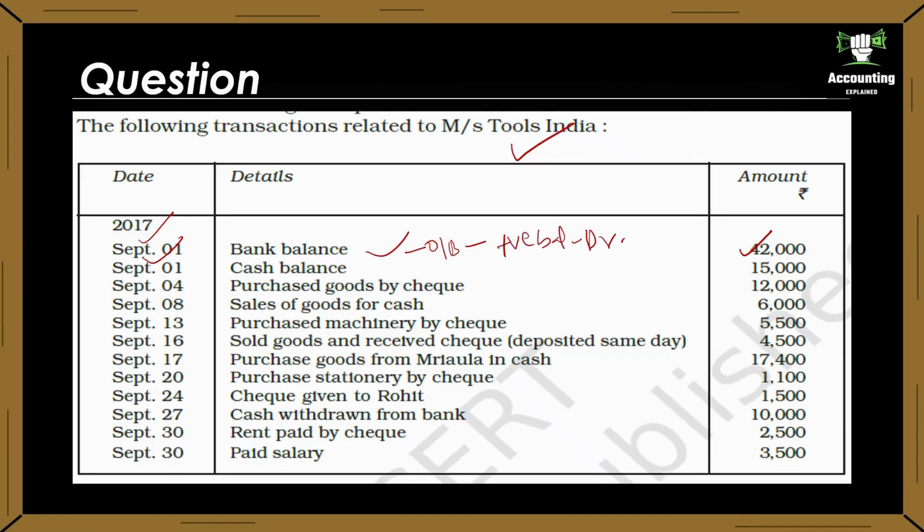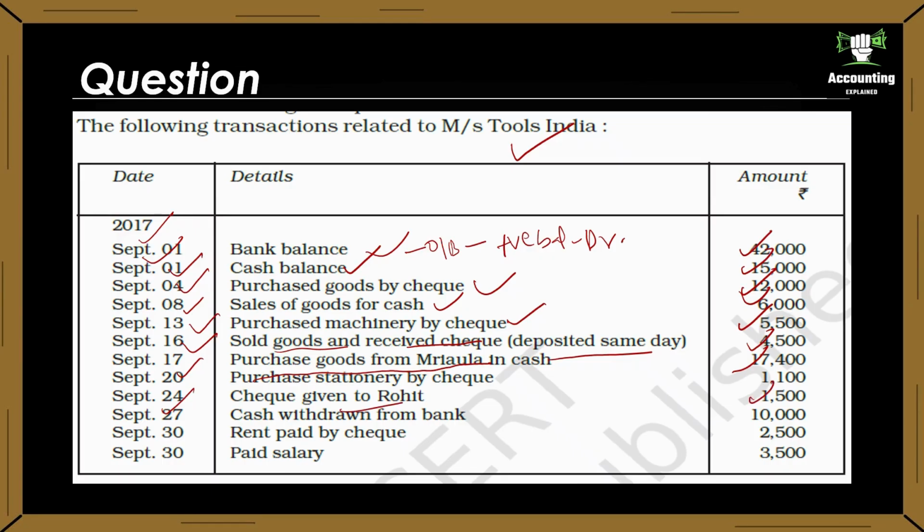Okay. Next, cash balance on September 1 is 15,000. September 4, purchase goods by check 12,000. September 8, sale of goods for cash 6,000. September 13, purchase machinery by check 5,500. September 16, sold goods, received check deposited same day 4,500. September 17th, purchase goods from Rudula in cash 17,400. September 24th, check given to Rohit 1,500.